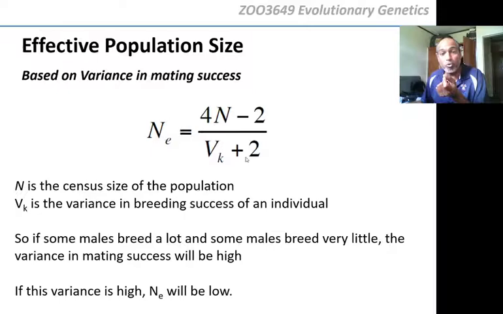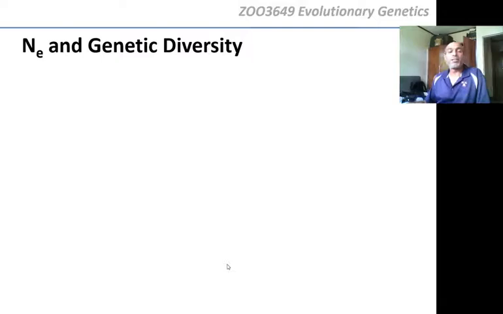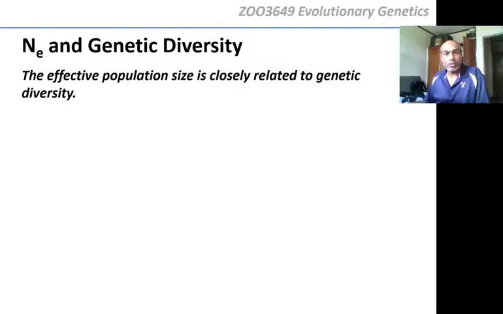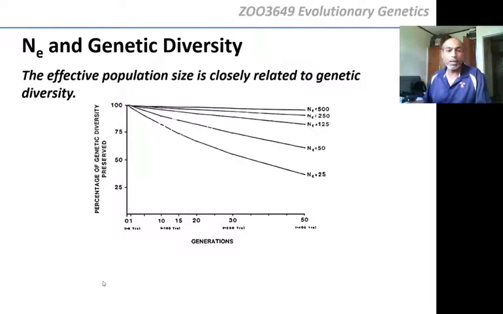All right, so how is NE, effective size, related to genetic diversity? Well, it is very close to genetic diversity. If you know the NE, you know the genetic diversity of the population. Okay, here on the left hand side, this y-axis is genetic diversity, and here is over generations. All right, and so as you know, when your NE is small, when your effective number of breeders is small, what will happen to genetic diversity over time? You will lose alleles, right? You know this from our simulations during our practicals.